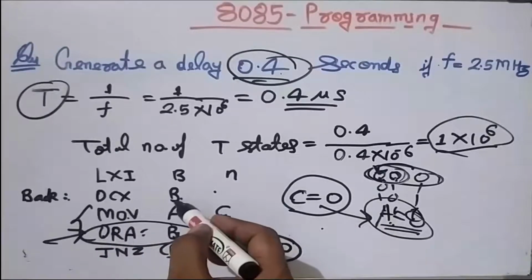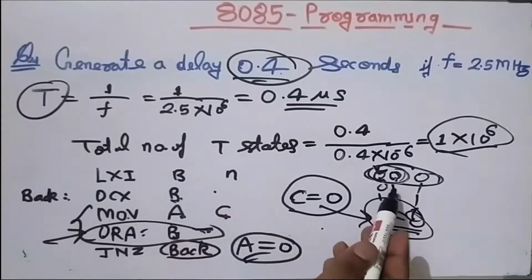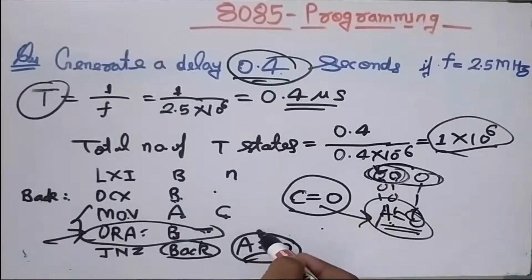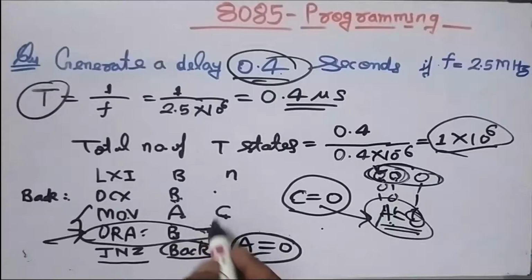And when B is decremented to 0, only then will A be equal to 0, and only then JNZ will terminate the program. JNZ means that after the condition when B equals 0 and C equals 0, meaning A equals 0, then A becomes 0 and there will be no further jump.